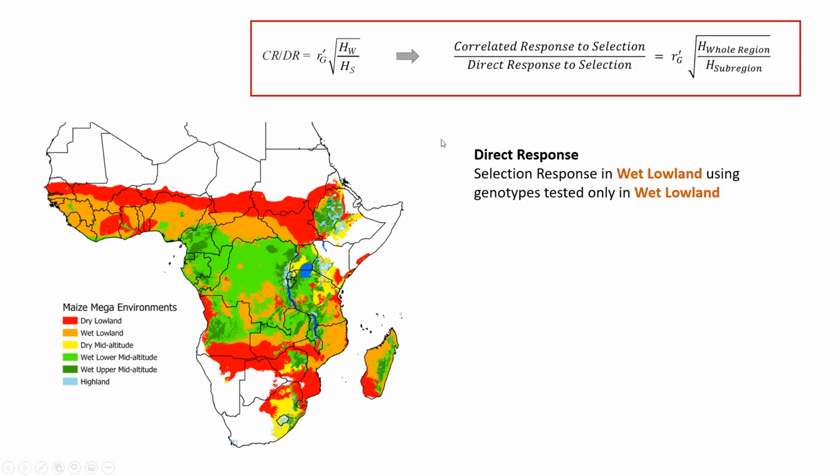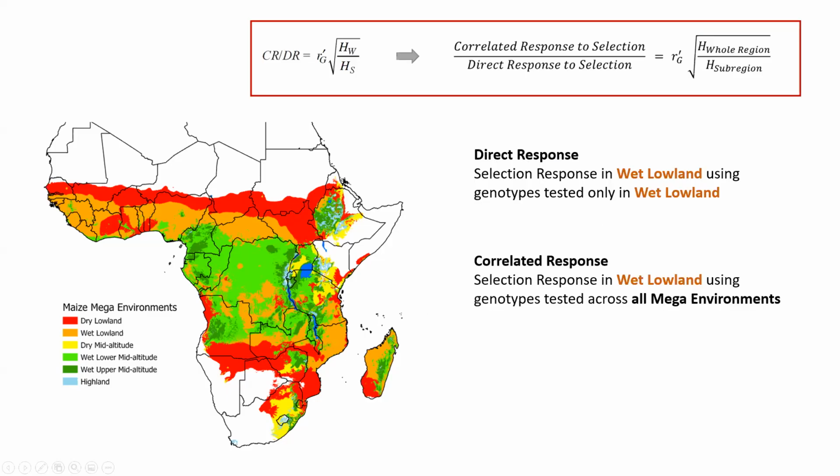And Gary mentioned this key equation here to figure out if combining or splitting makes sense. We want to compare correlated response to selection to direct response to selection. So one example, let's look at wet lowland. Direct response to selection in wet lowland would mean the selection response that we can expect in wet lowland using genotypes that were tested only in wet lowland. So our genotypes would be tested only in the orange regions here.